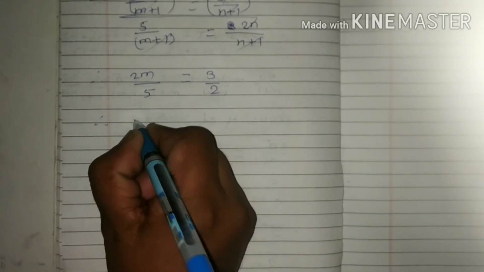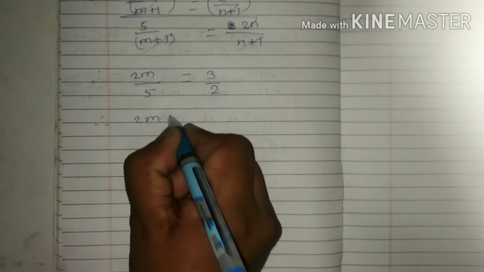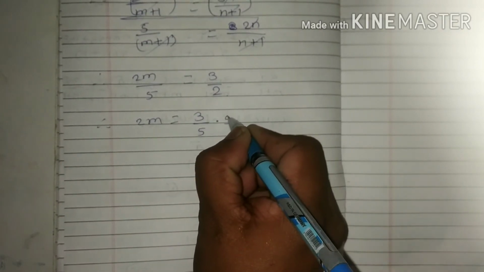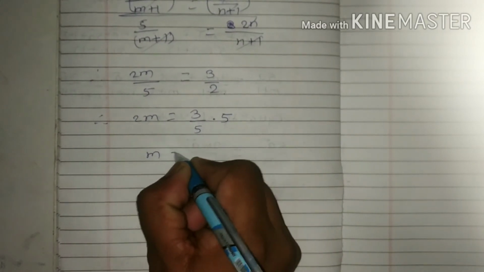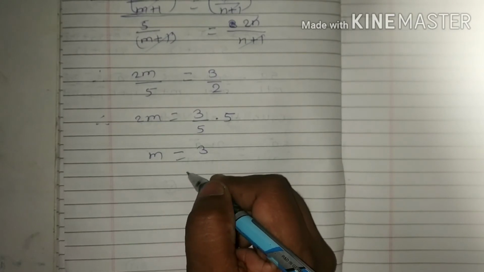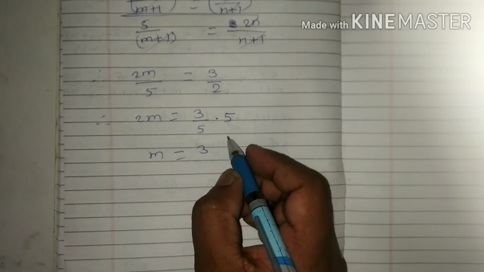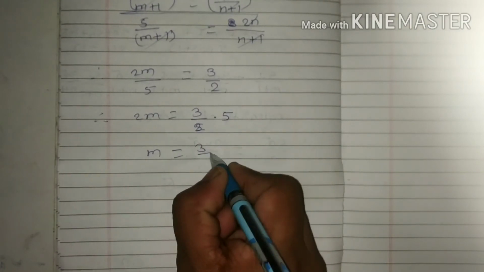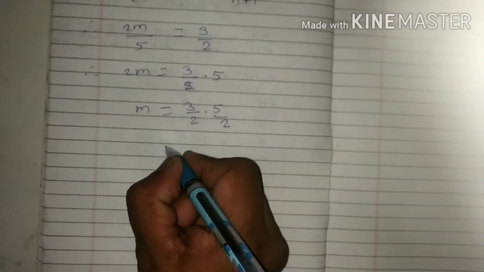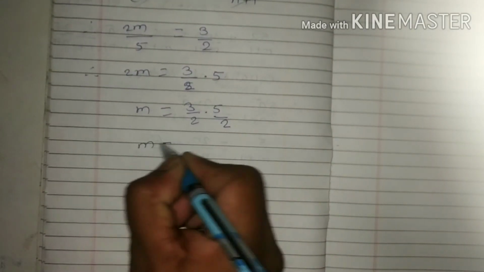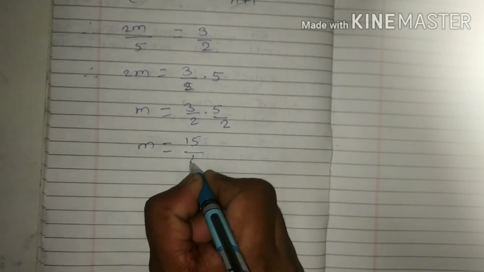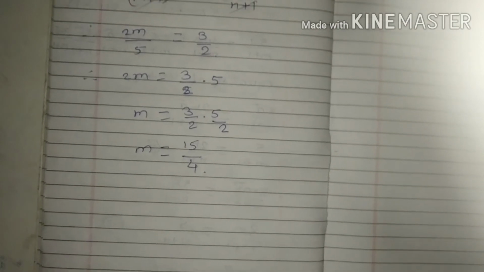Then 2m is equal to 3 divided by 2 into 5. Therefore the value of m is equal to 3 divided by 2 into 5 divided by 2. We multiply and we get the value of m is equal to 15 divided by 4. It is the value of m.